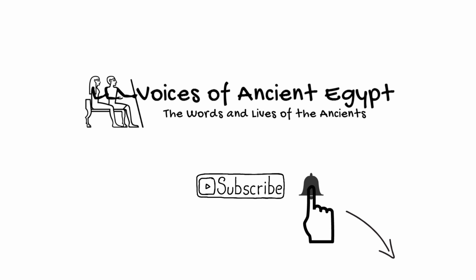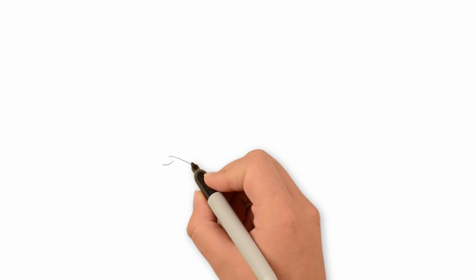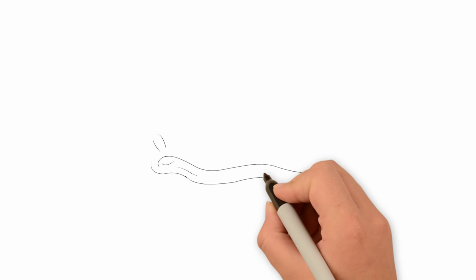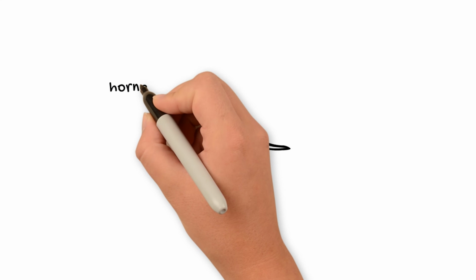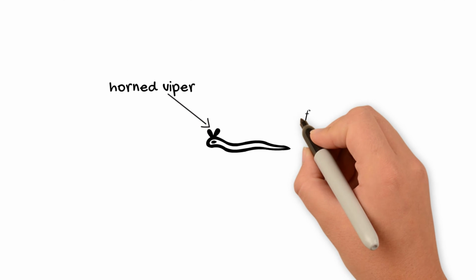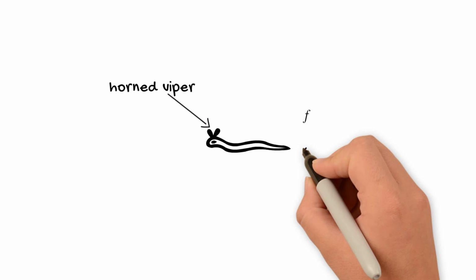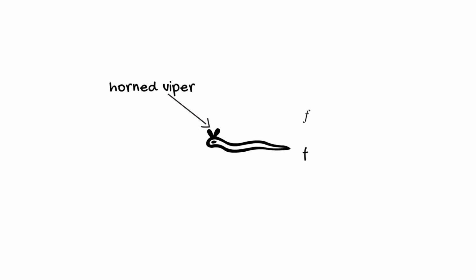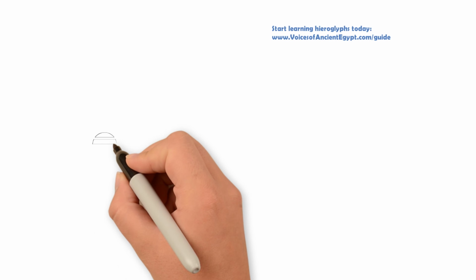All right, so what is this and how was it used? This is actually a picture of a horned viper. So that is a type of quite venomous snake that exists in the deserts of Egypt. So how was it used in ancient Egyptian? Well, this was typically used for the sound of the letter F. And there actually aren't a ton of words in Egyptian with the letter F in them, but when there is an F sound, this is the one that's used.